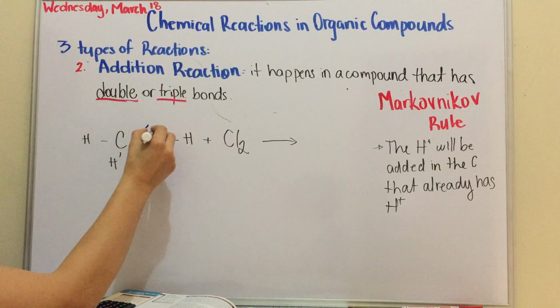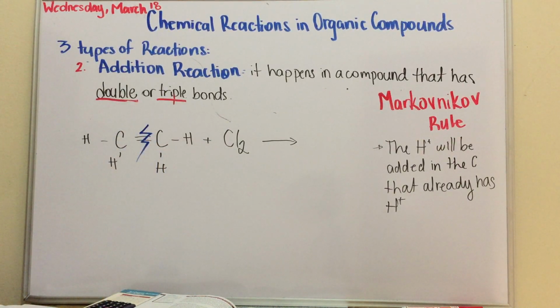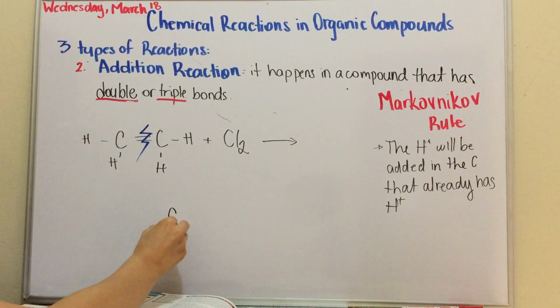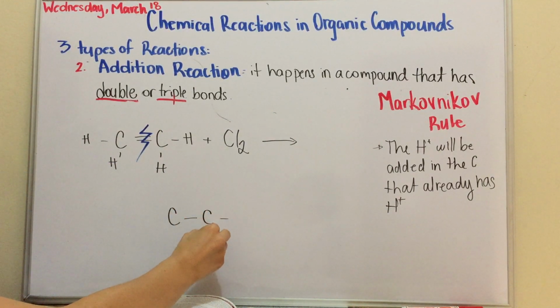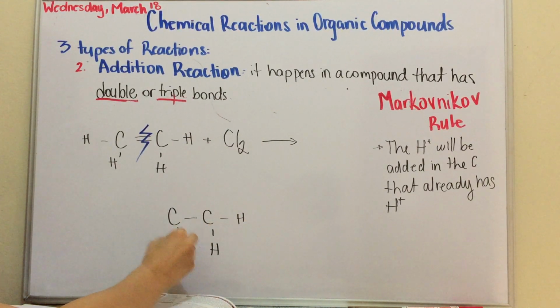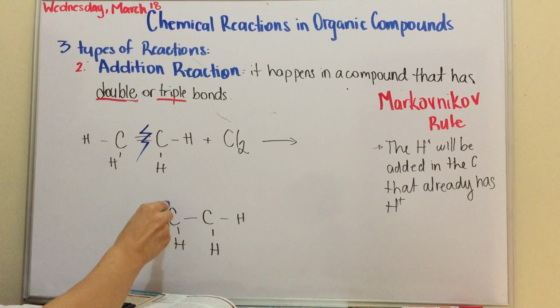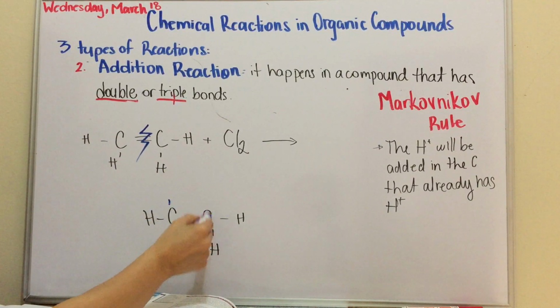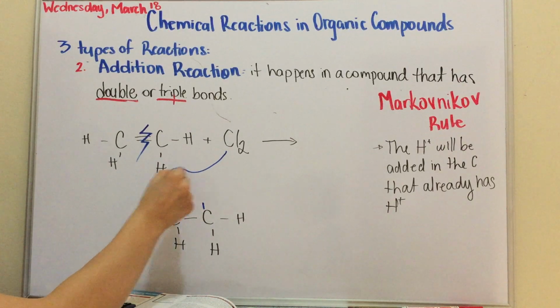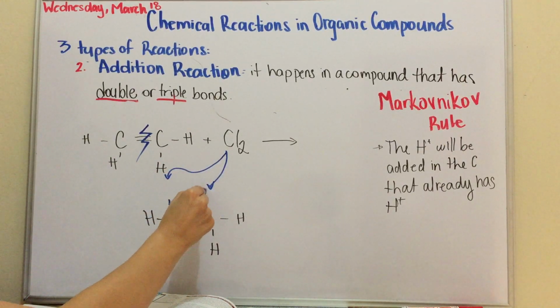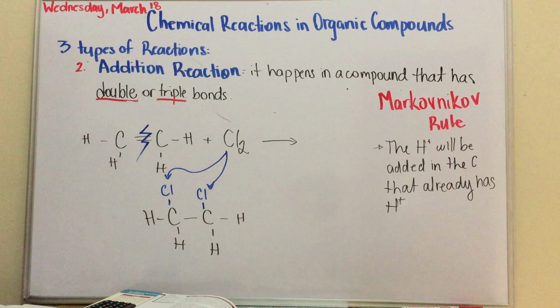I know I'm going to break down my bond. So I break it down, and I'm going to have carbon, single bond carbon. My hydrogens that I already had, hydrogen here, hydrogen down. Here I have 2 hydrogens, so I put them. Now I'm going to add my chlorine. 1, 2, 3, 4. 1, 2, 3, 4. There's 2 chlorines. One goes here, and the other one goes here. So chlorine, chlorine. What's the name of this final compound that we have?